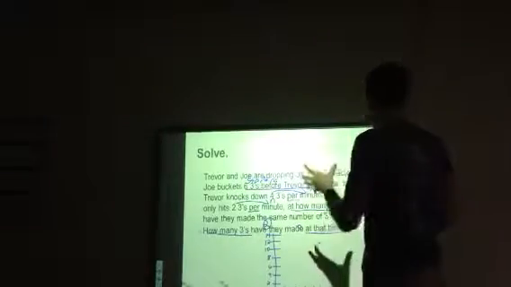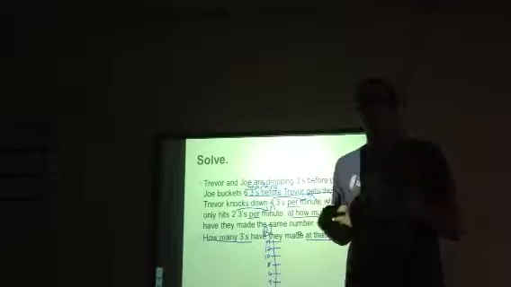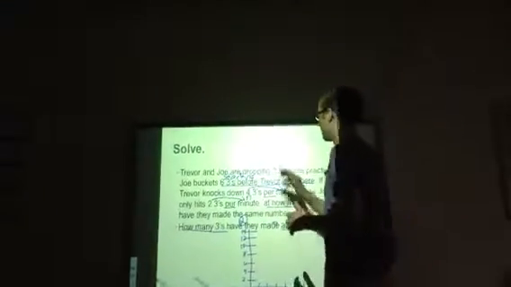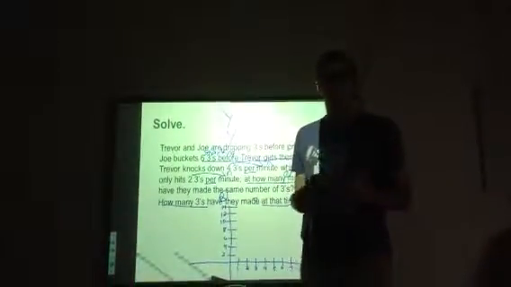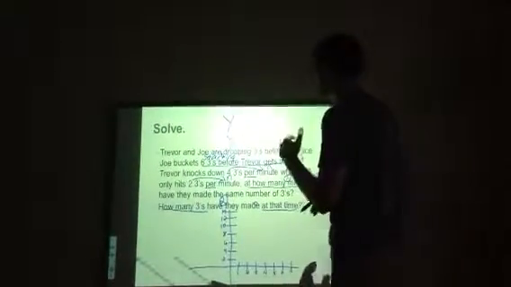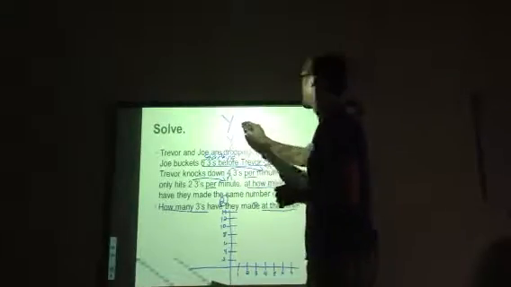Alright, so once we've identified all of our keywords, we're going to go into creating our system of equations. So you have to think about what two things we're talking about here. In this application, we're talking about the number of threes Trevor has made, and the number of threes Joe has made.